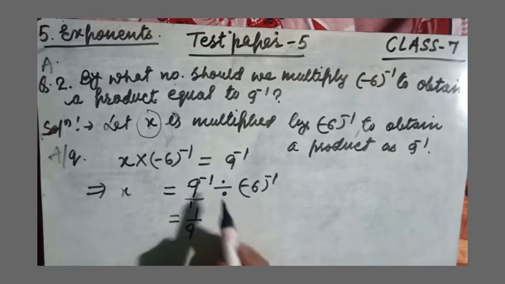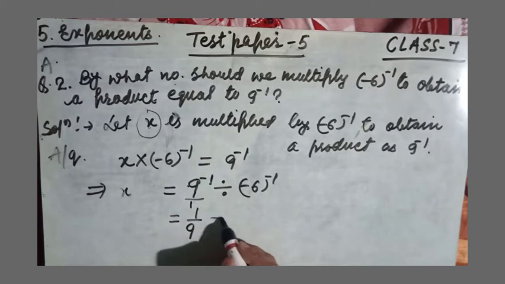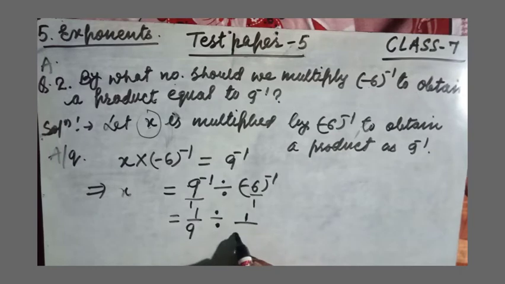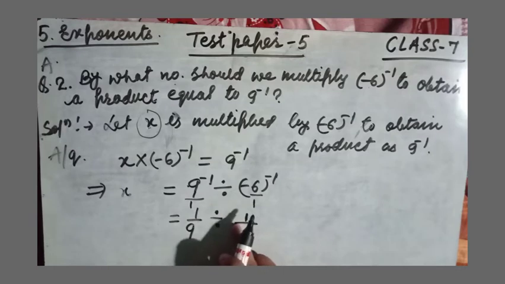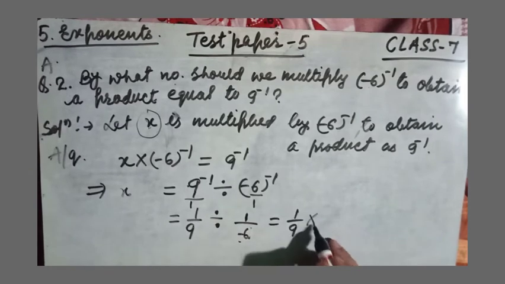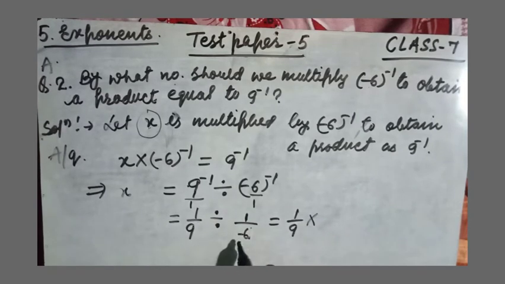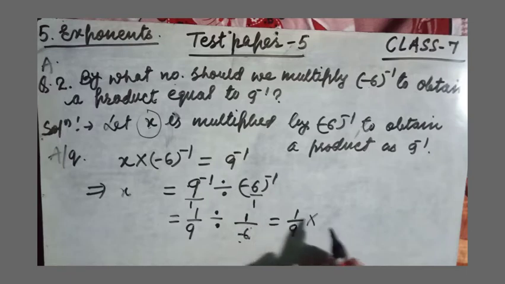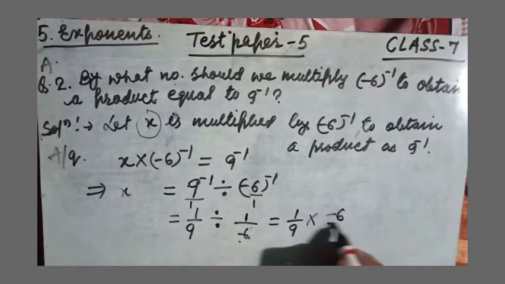Okay, now this could be written similarly, here is the 1. Now 1 by minus 6 raised to the power plus 1, and the plus 1 is hidden. Okay, now 1 by 9 is as it is. Now we change this operation to multiplication. We also have to change the numerator to denominator, and the denominator to numerator. Here minus 6 divided by 1.